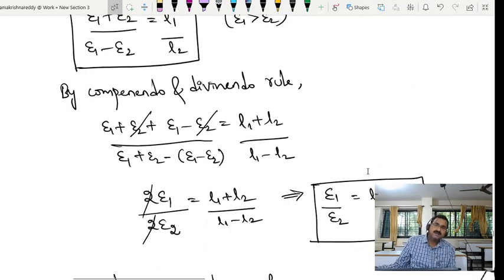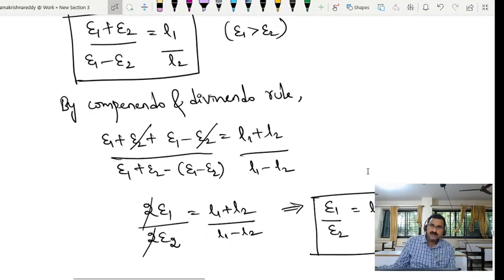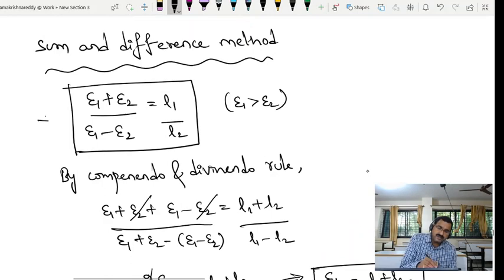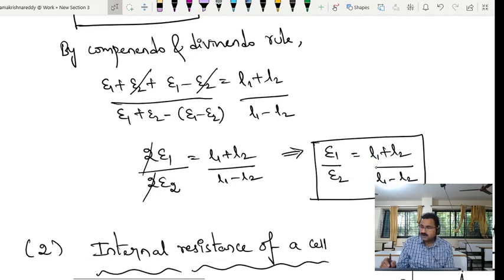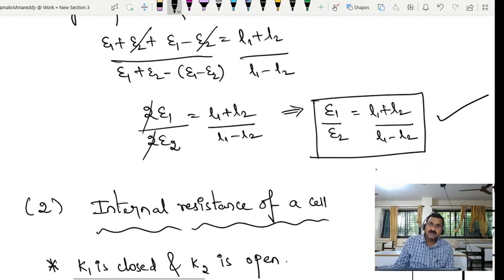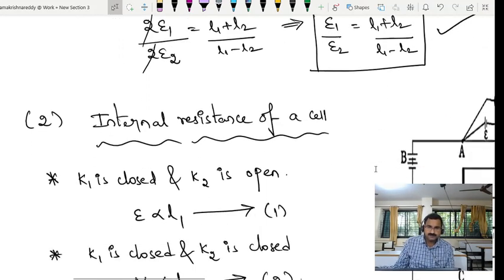But when you apply the componendo and dividendo rule, we can write this equation. So any one of the equations you practice, whichever is easy for you. E1 plus E2 by E1 minus E2 equal to L1 by L2, or its modification. What is that? By applying the componendo and dividendo rule, E1 by E2 is equal to L1 plus L2 divided by L1 minus L2.